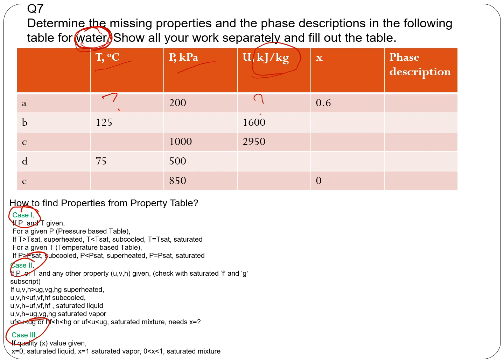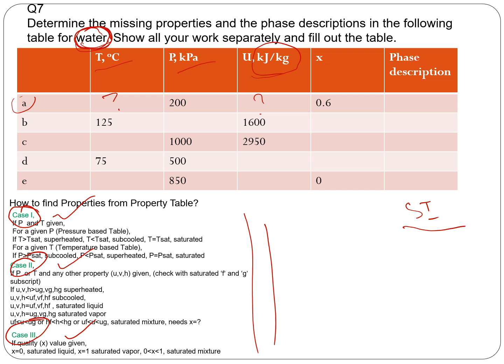That means you are using the SI unit system. Okay, so now we decided it's water, and it is the SI unit system. For each case A, B, C, D, E, you need to find out which case it is, and then use this condition to figure out where it lies. Once you know where it lies, use the particular table to find the property.